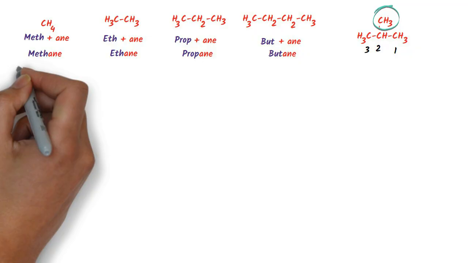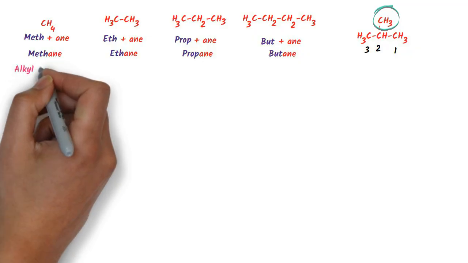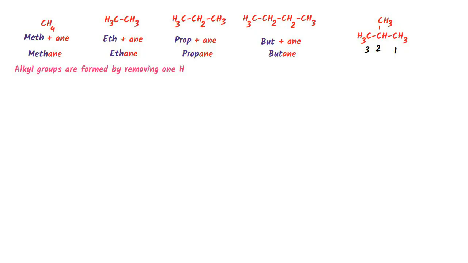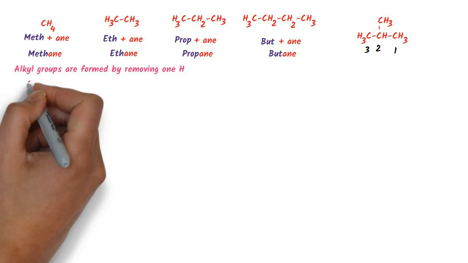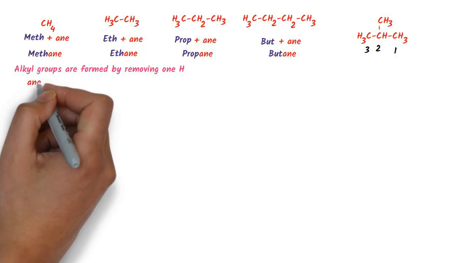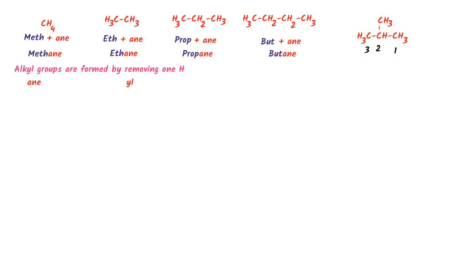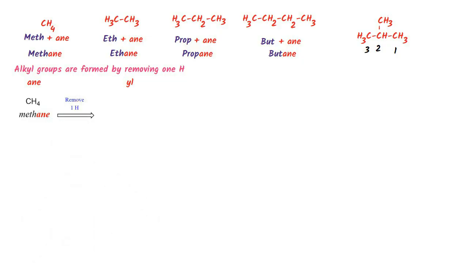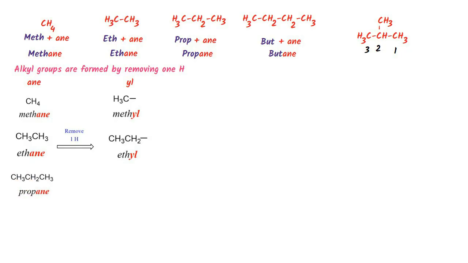It is called alkyl group. Alkyl groups are formed by removing 1 hydrogen. To name these alkyl groups, we replace the suffix ane of the corresponding alkane by the new suffix yl. Thus, if we take methane, CH4, and remove 1 hydrogen, so that it remains CH3, it is called methyl. Ethane after removal of 1 hydrogen becomes ethyl, and propane after removal of 1 hydrogen becomes propyl.